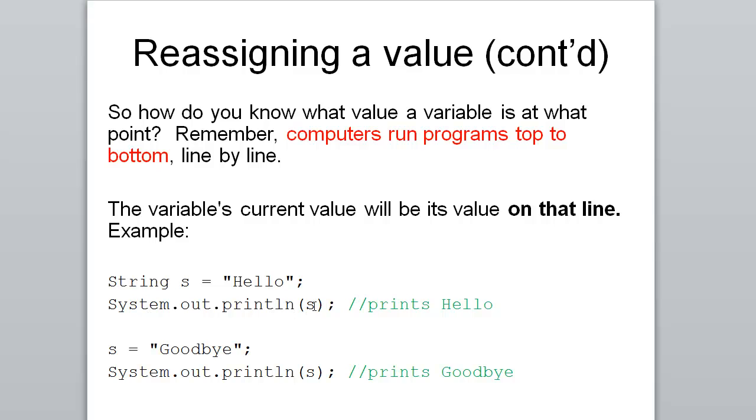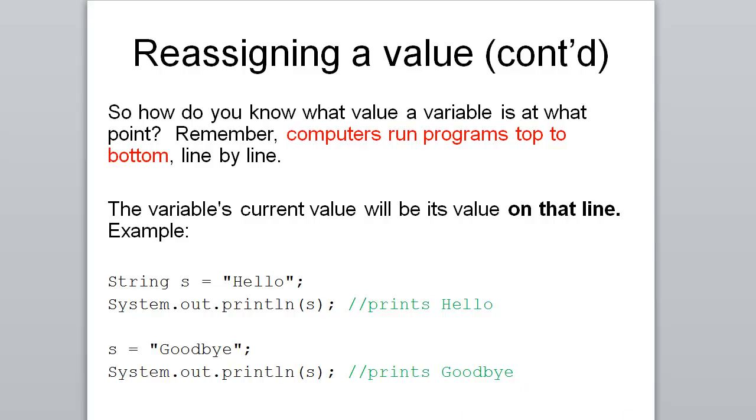So it looks in memory to see what the value of s is, and it prints the word hello to the screen. Then we run this line of code, s equals goodbye. So we've just reassigned s. Instead of hello, s now contains goodbye. And when we run this exact same line of code, this print line s, just like we did up here, we get a different result because now s, whenever it looks in memory, it finds goodbye.